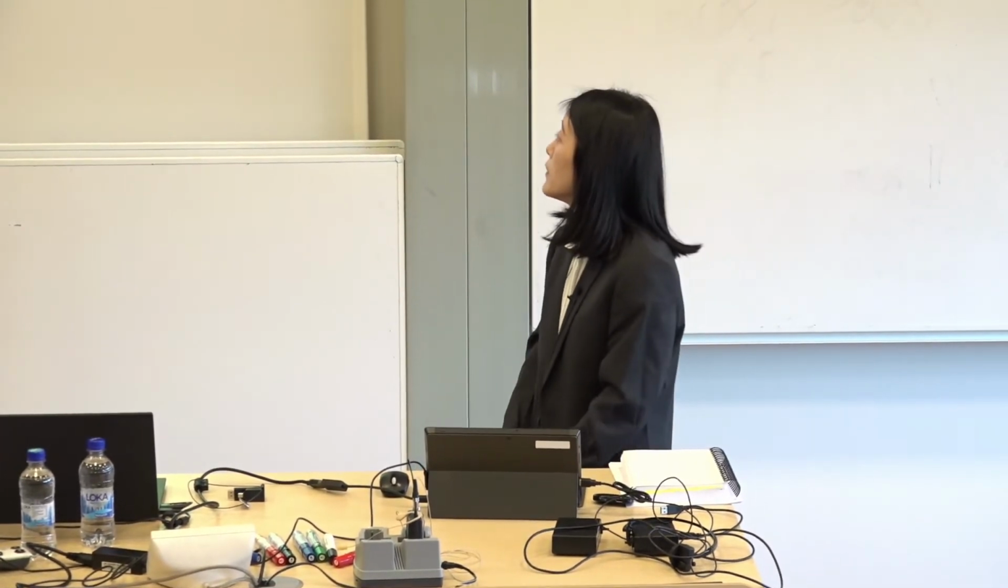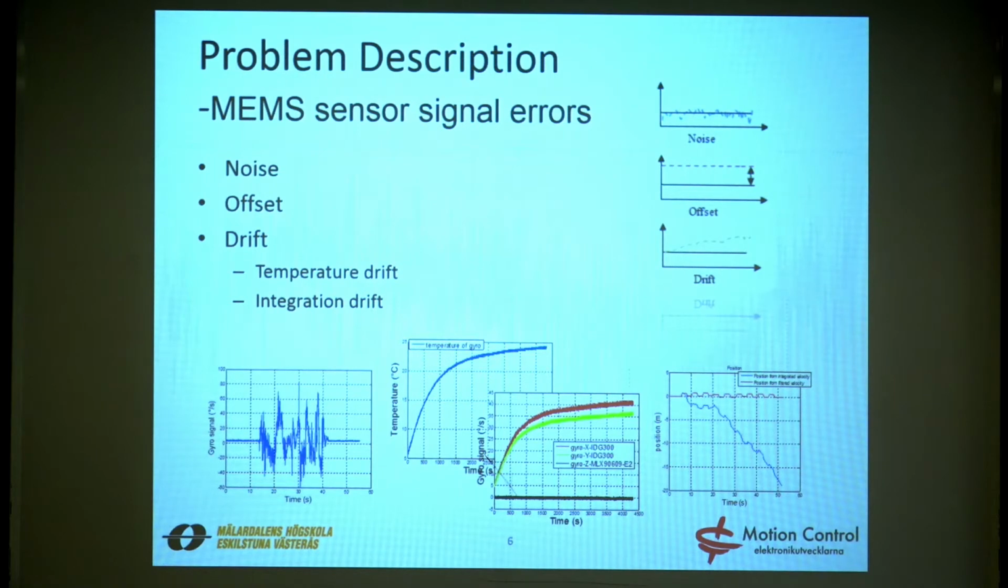These systems have signal errors. We have divided the signal errors into mainly three categories: noise, offset, and drift. Typically, the drift can be divided into temperature drift and integration drift. We can see in the first figure a measured gyroscope motion signal. In the static state, there's a little bit of offset, and there's also noise during the whole process.